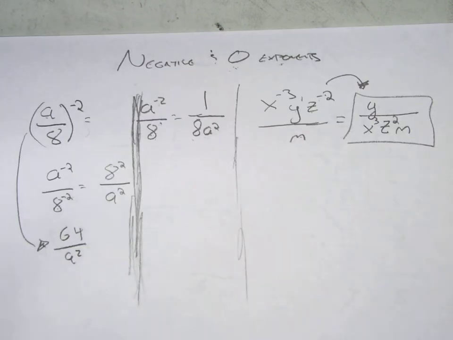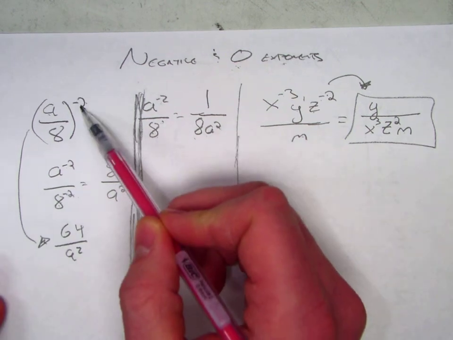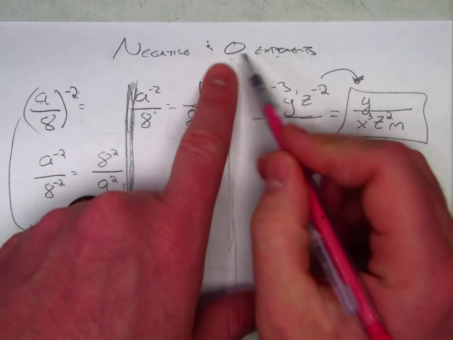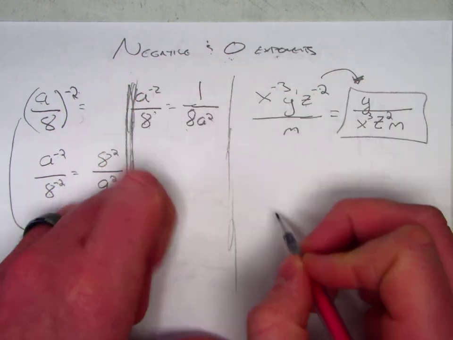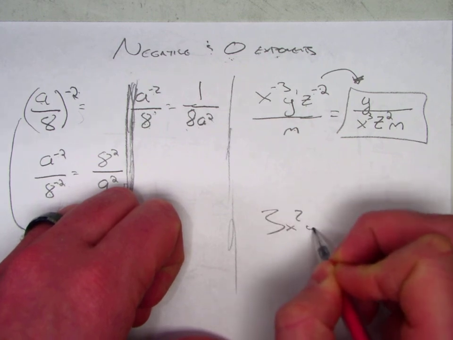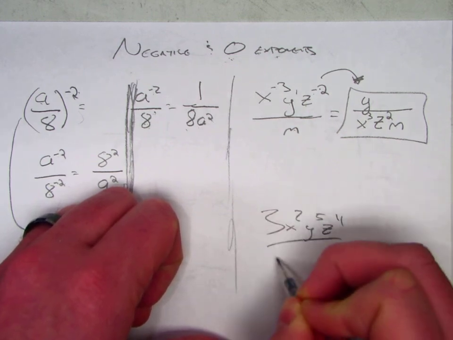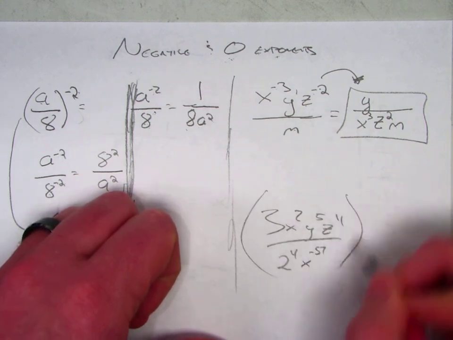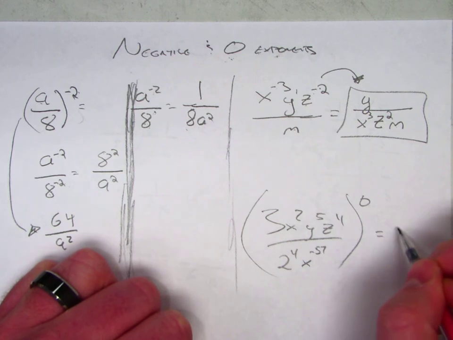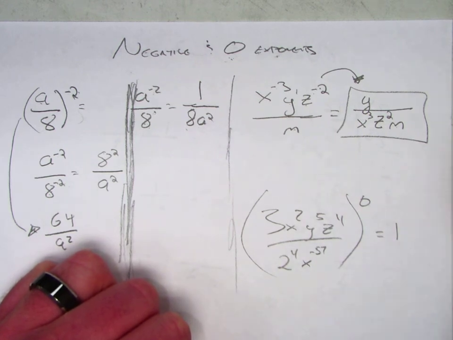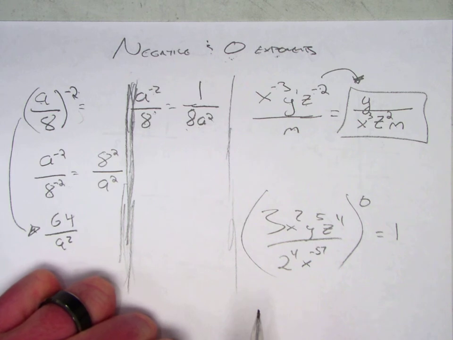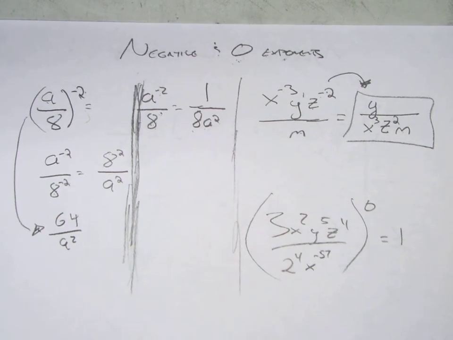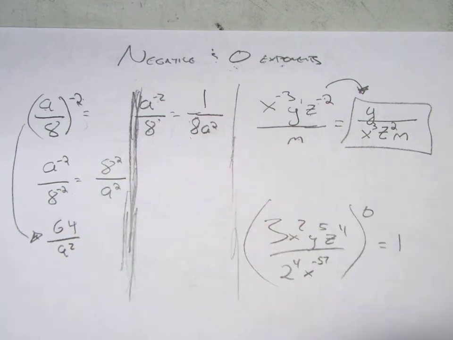And so that's really our two main ideas. What to do with the negative exponent. If I'm not to use mathematical terms, I'm just going to say flip it. And then when you've got a zero exponent, remember, we could work an example, but the example is, 3x squared, z to the 11th over 2 to the 4th, x to the negative 57th. This is what I like to do with my classes. And I just raise the whole thing to the 0th power, and that's 1. Okay? Because anything to the 0th power is 1 except 0. So there's our two main ideas for this lesson. If you can do questions like these three, you should be good to go.